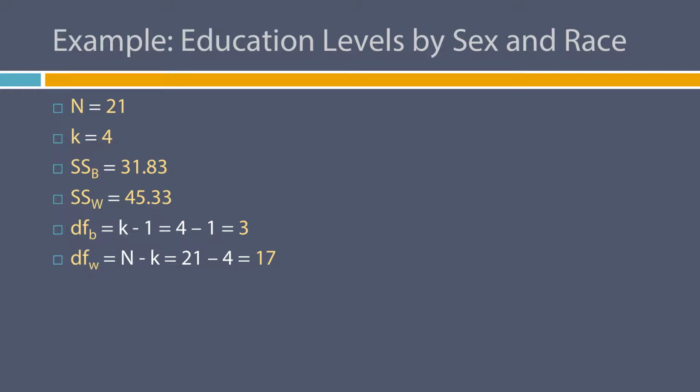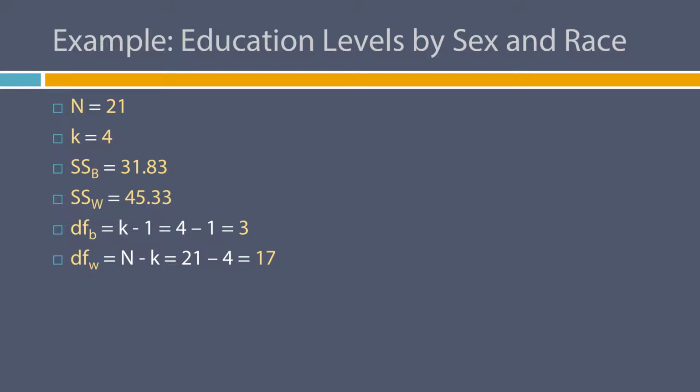We go through this long calculation, and we're looking at how education levels differ by sex and race. So in this example, we're looking at men versus women, but also black versus white. So now we have black women, black men, white men, white women. Right? So we have 4 groups. And across those groups we have 5, 5, 5, and 6 people in each group.